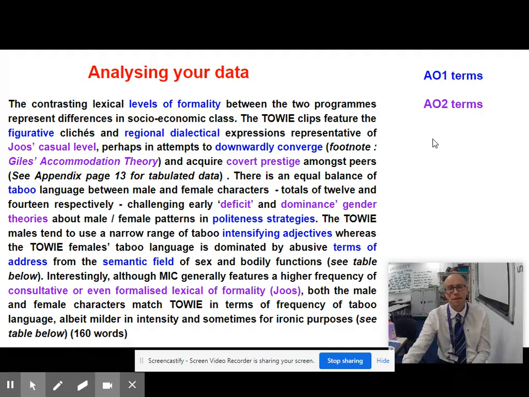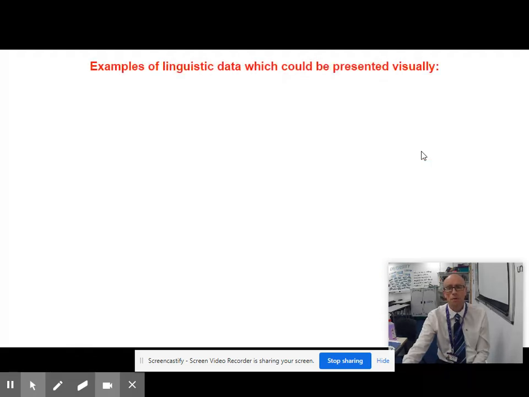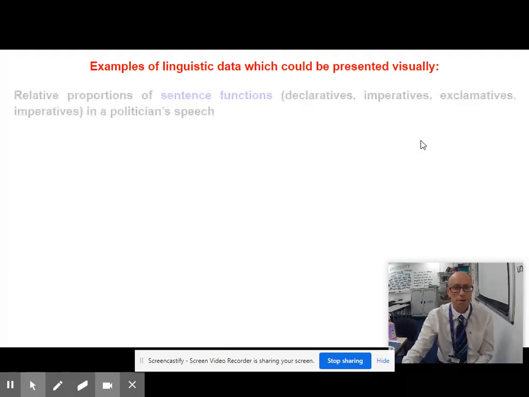So therefore, it would be getting an A or an A star. So that's the target that you're looking for. Now, I've said to you that some of your analysis would benefit from being presented in a visual way. And here are the sorts of things which would benefit from it.